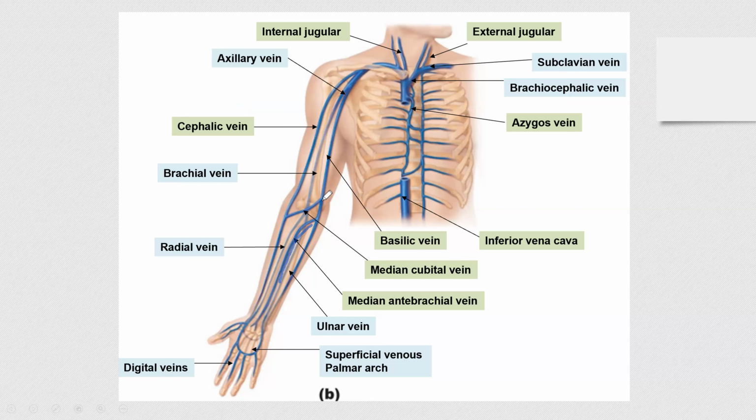So they are all superficial, and you can see that they bring blood to your deep veins. So the basilic vein fuses with the axillary vein, so it brings blood to the axillary vein, and the cephalic goes actually to the subclavian.